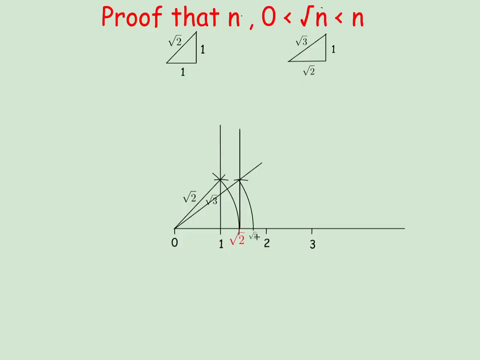Hence, we have been able to prove that the square root of any number is less than the number itself. Look at where 3 is. And look at where root 3 is. It is far, far less than it. This is how far this video is going to go.